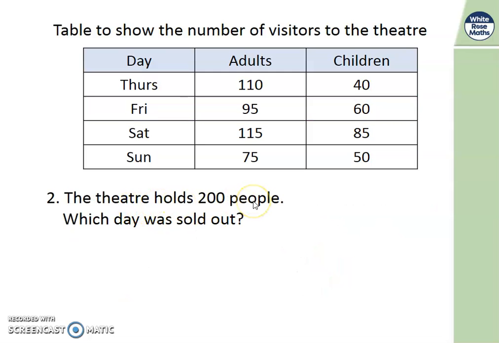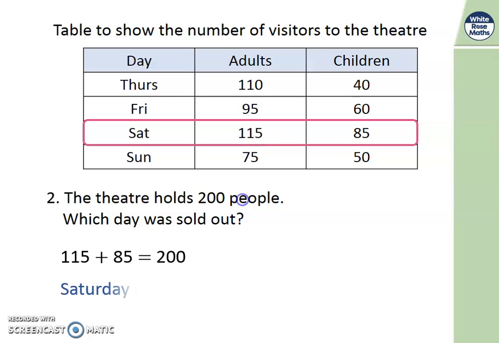Number 2, the theatre holds 200 people. That's children and adults. Which day was sold out? Yes, Saturday. Can you remember I said to think about 15 and 85 making that 100? And you can see it's 100 more, that's 200. But what is the day that sold out? The answer is that it's Saturday that was sold out. Well done if you found that.